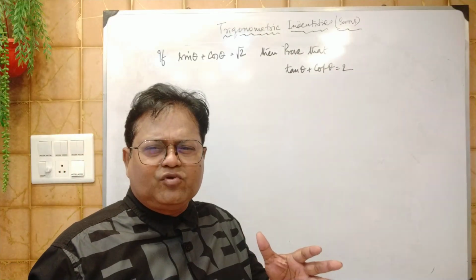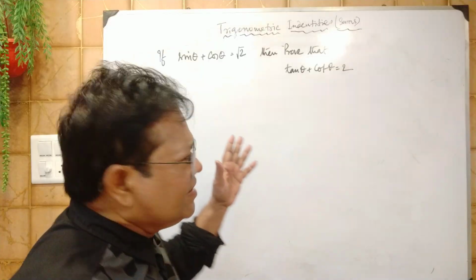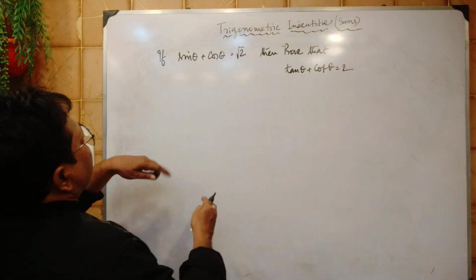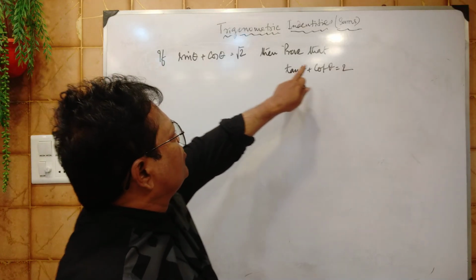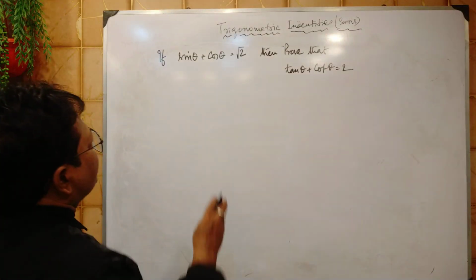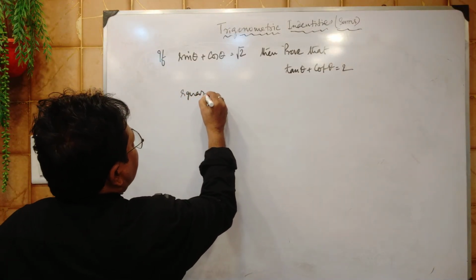There are some 5 to 10 problems which are very much essential for the coming examination that I try to solve to show you. Here it is given that if sin theta plus cos theta is equal to root 2, then prove that tan theta plus cot theta is equal to 2. How will you do it? At first, squaring both sides.